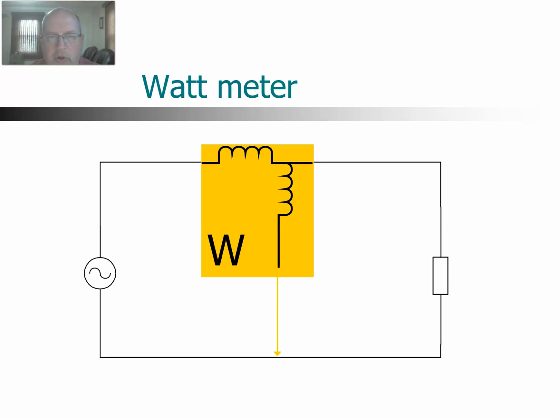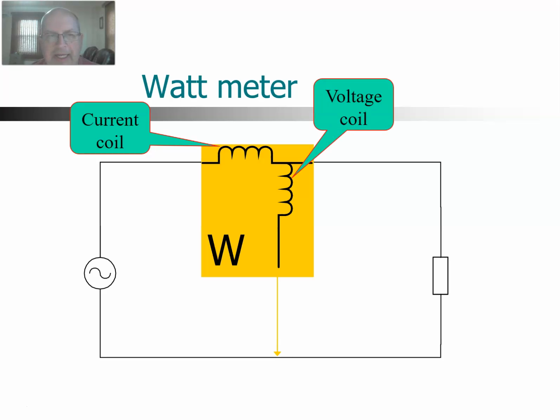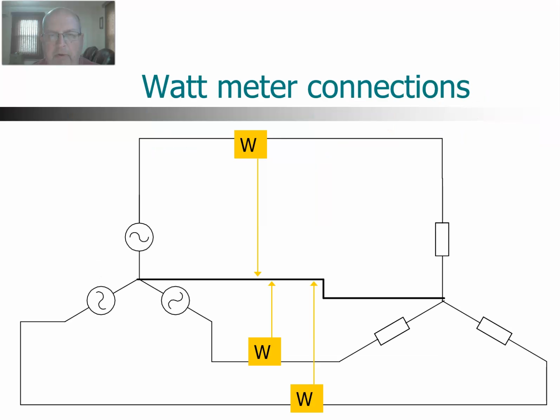You have a current coil and a voltage coil, and the product of those readings is what's displayed on the outside of the meter. So the question now becomes, how do you measure three-phase power? With three-phase power, we're going to take this idea of a wattmeter with a current coil and a voltage coil and essentially just do the same thing 3 times. So with our meter, we're going to duplicate this wiring 3 different times for 3 phases.